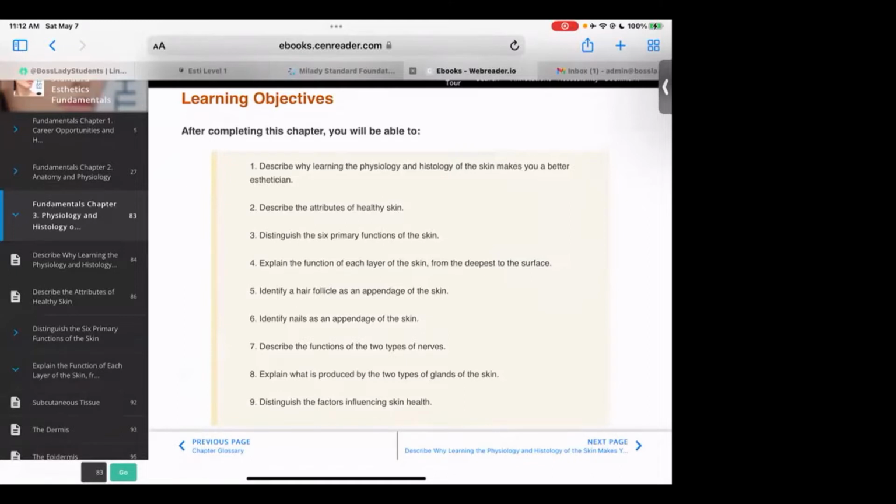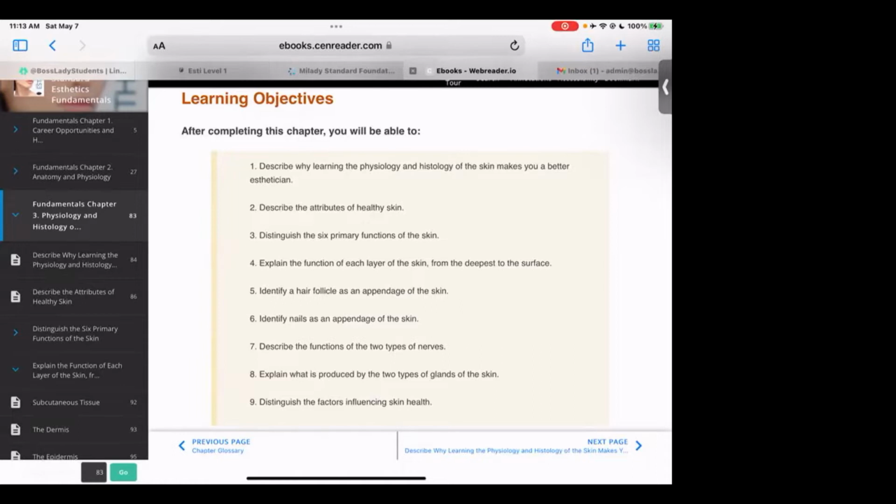Next, distinguish the 6 primary functions of the skin. We're going to focus on that this call. Explain the functions of each layer of the skin from the deepest to the surface. We're going to talk about that in detail on this call. In this chapter, you're going to learn to identify a hair follicle and its appendages of the skin. Identify nails as an appendage of the skin. Describe the functions of the 2 types of nerves located within the skin. Explain what is produced by the 2 types of glands in the skin. And then distinguish the factors influencing skin health.